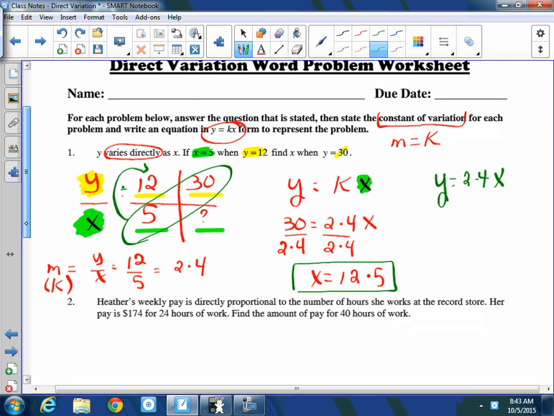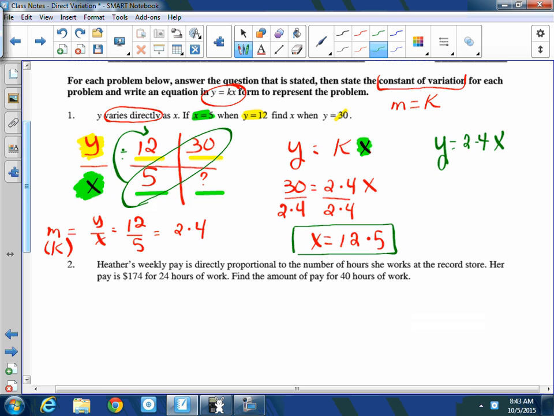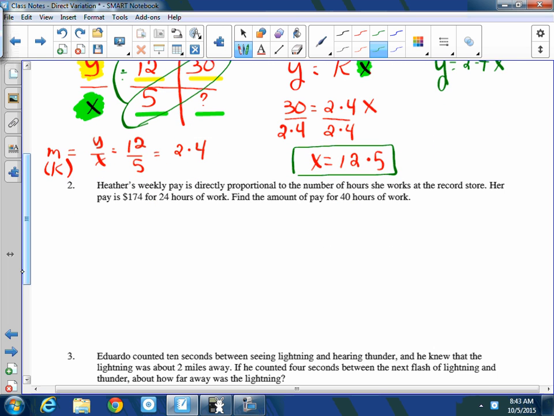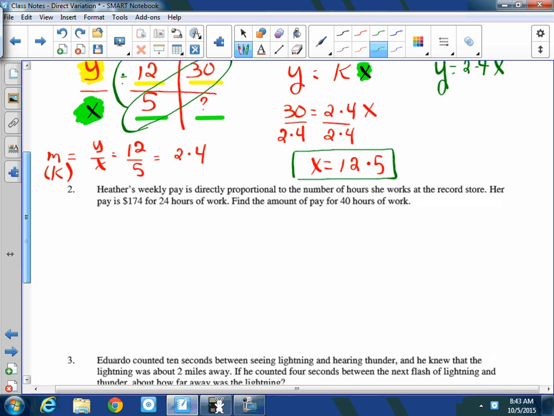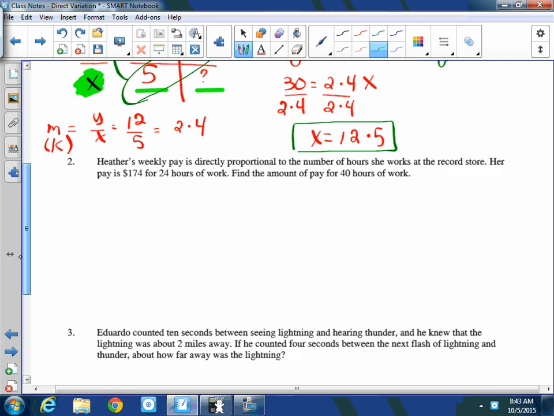All right. Most of the problems that you will see on the STAR test will be like this. There might be a few with word problems, but most of them will be like number 1. Okay? All right, let's do the next one.